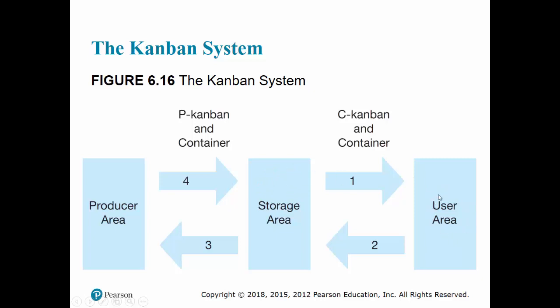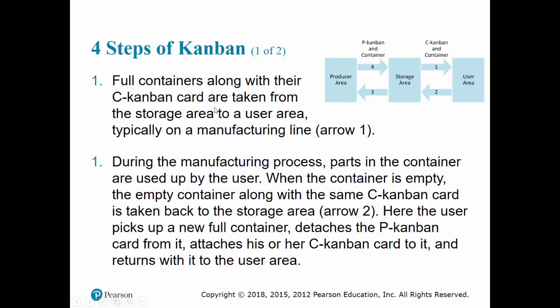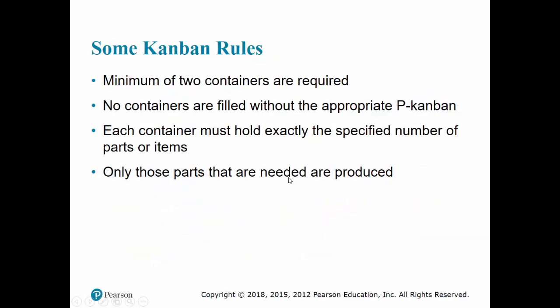Then when this person has used up all of that part, the process repeats. So this goes like this, and this goes like that, and the whole production line operates in this fashion. You keep the number of containers as low as possible, so the total inventory needed is as low as possible. At the very minimum, you need 2 containers. Each container must hold exactly the specified number of parts. Then you keep reducing that amount.